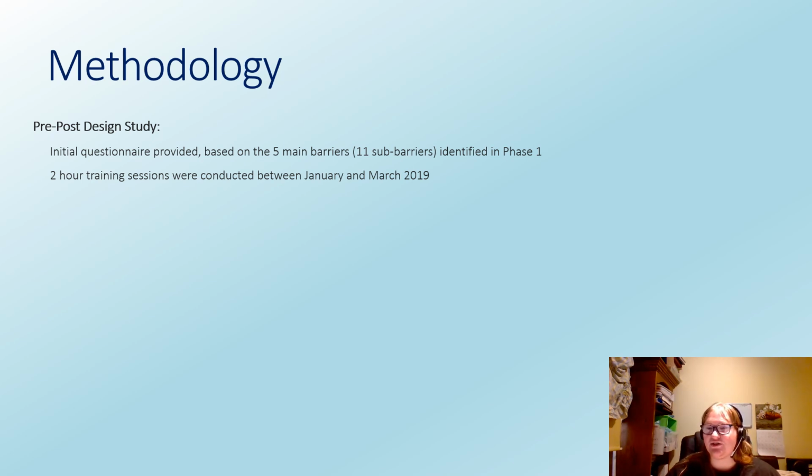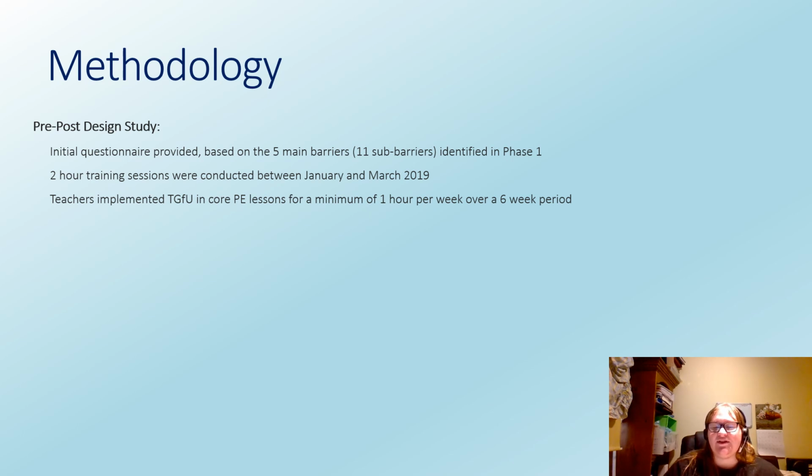The teachers, so in-service teachers as a department, or as many teachers within that department, attended a 2-hour training session on TGfU between January and March 2019. Following the session, the teachers taught using a TGfU approach for a minimum of 1 hour per week over a 6-week period during core PE lessons.